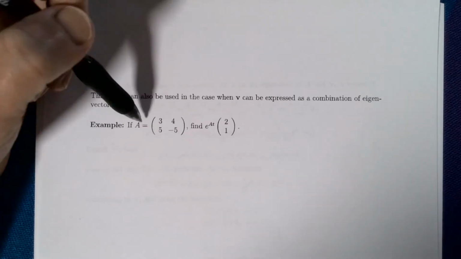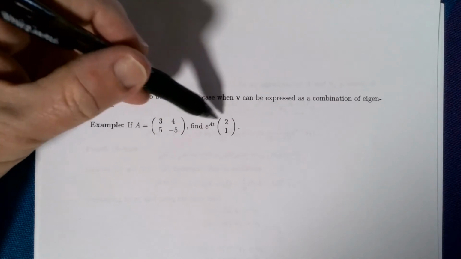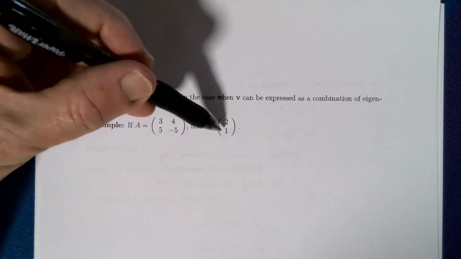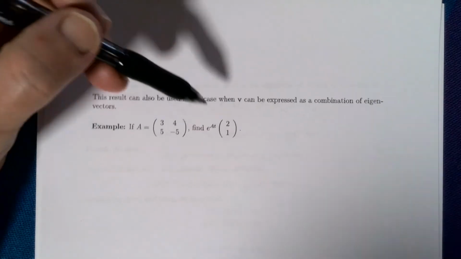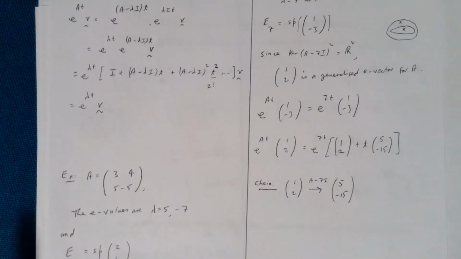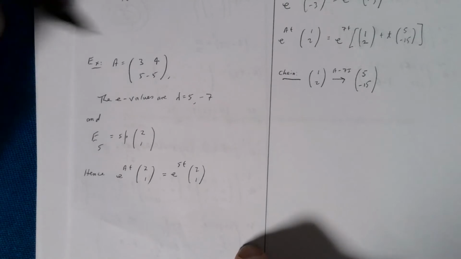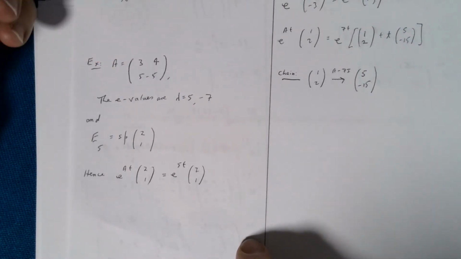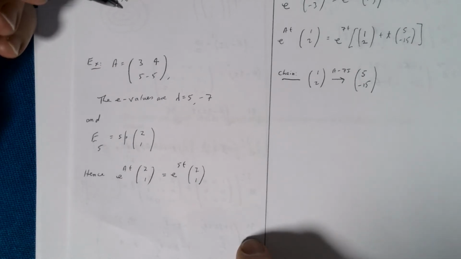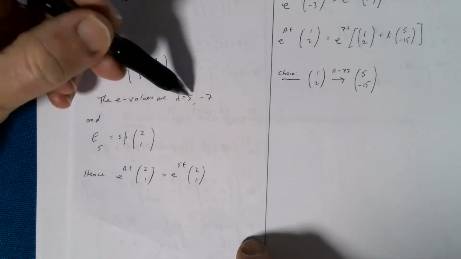Just as a very simple example, here is a matrix 3, 4, 5, minus 5. We want to work out e to the At times (2, 1) without ever calculating this beast here. So here's the solution of this. It's very short and sweet. And so here's our matrix. I've already calculated that the eigenvalues of this matrix are 5 and minus 7. You can check at least the traces match. So the trace of this one is minus 2 and the sum of these is minus 2.